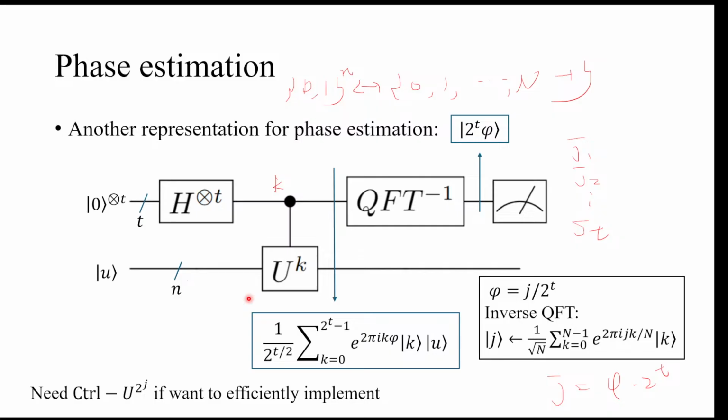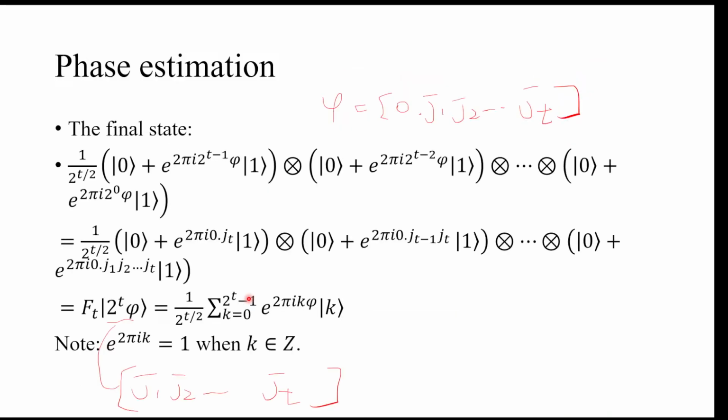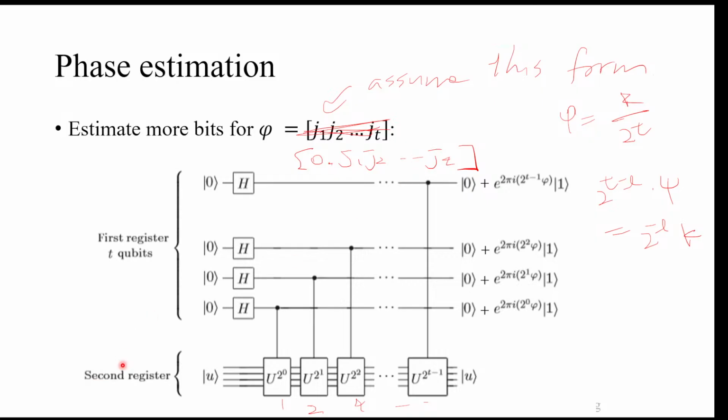Let's see that's exactly what this does. If your control is 00...0, you apply U to the 0, so you don't apply any U. If your string here is 00...01, then you apply U once. If you have a 1 here, you apply U twice, and a 1 here, you apply U four times. So you see that this binary string corresponds to how many times you apply U.